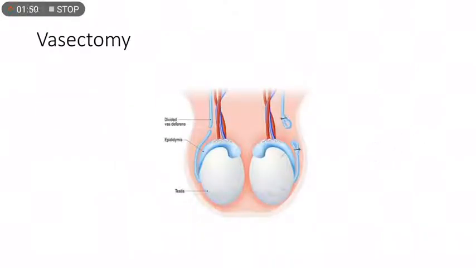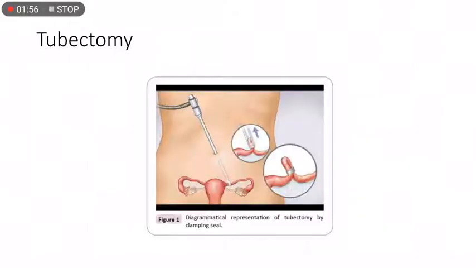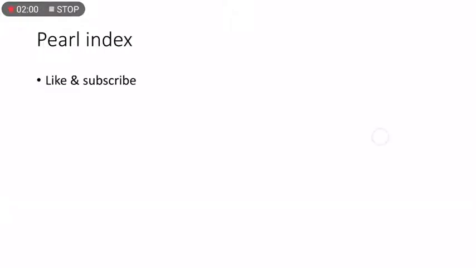Moving on to the permanent methods of sterilization. Permanent methods are always surgical, so they are two in number. They are tubectomy and vasectomy. So in vasectomy, the vas deferens is cut and ligated, whereas in tubectomy, the fallopian tubes are cut and ligated.